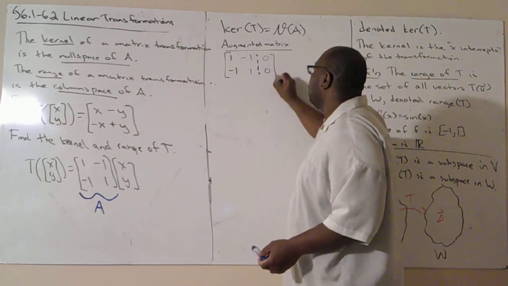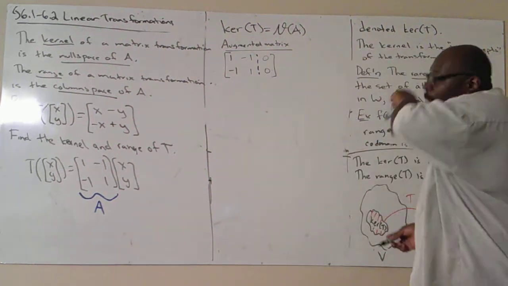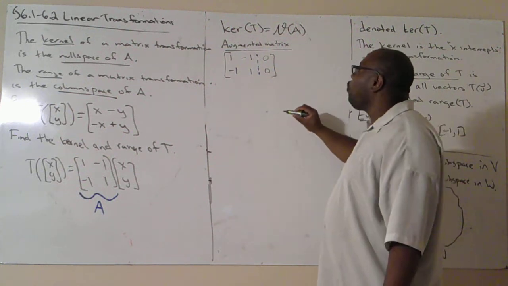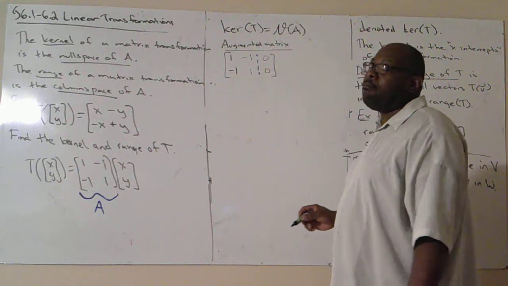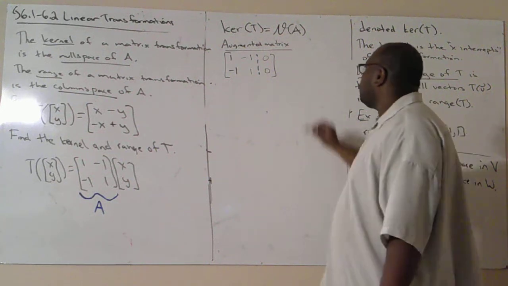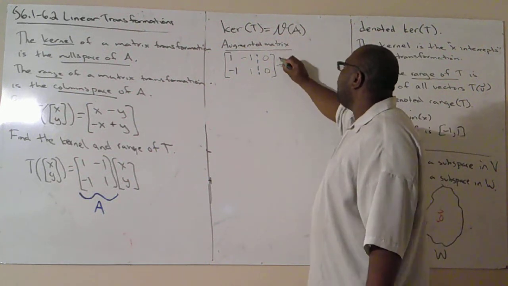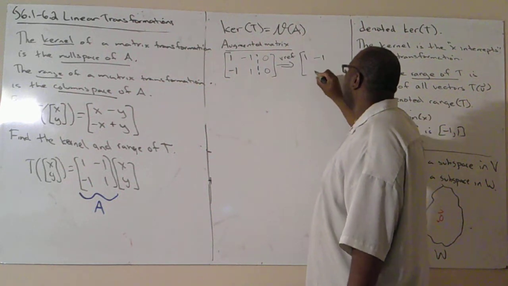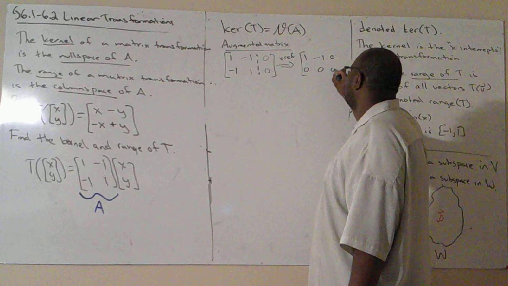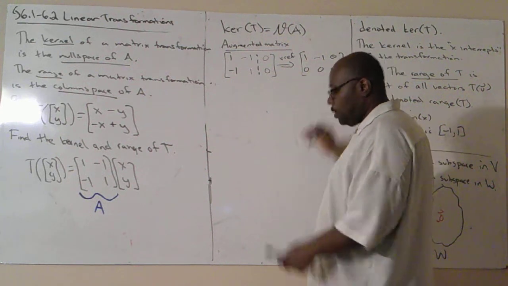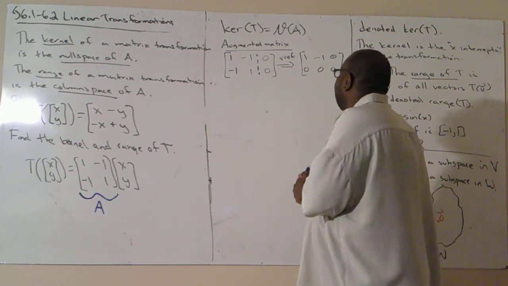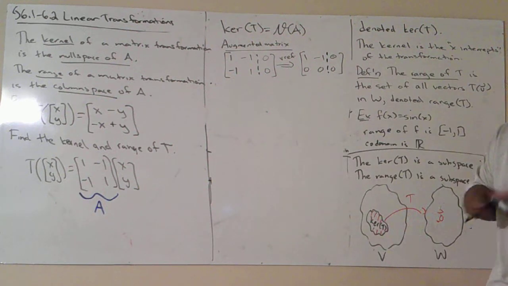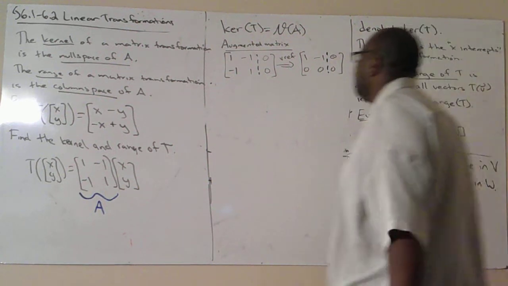Again, what I said before, you don't have to add the zeros, but I like to add them just to remind myself that I'm dealing with the null space. Then I take the reduced row echelon form of this. Get 1, -1, 0, 0, 0, 0. Zeros everywhere.